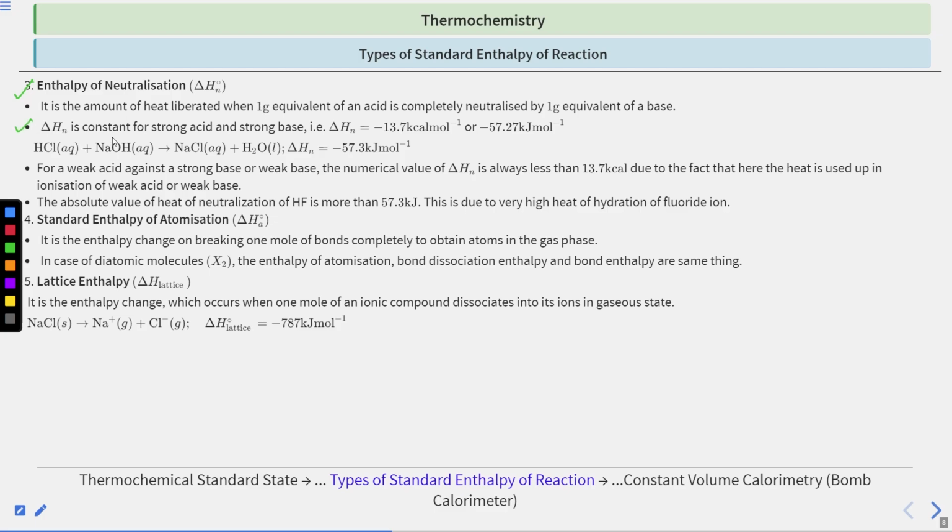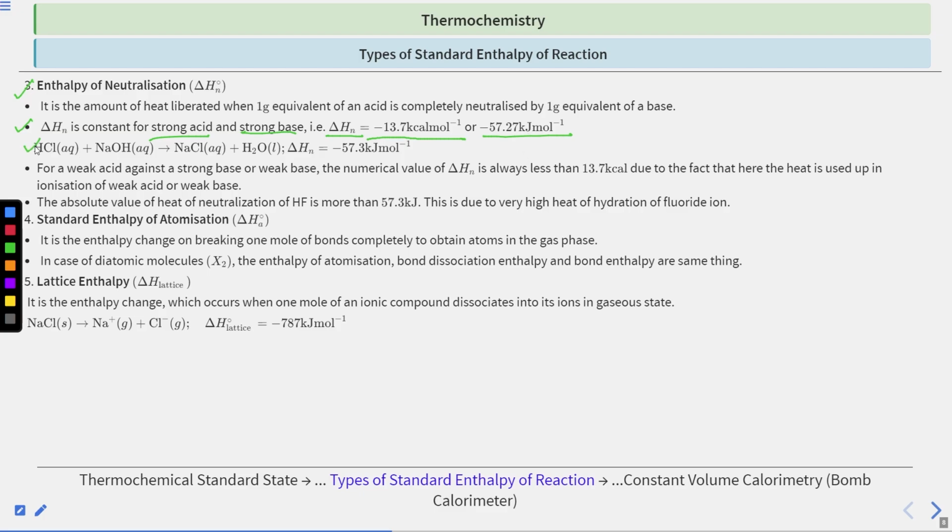Delta Hn is constant for strong acids and strong bases. That is, delta Hn will be minus 13.7 kilocalorie per mole or minus 57.27 kilojoule per mole. So this is constant. Whether you use a strong acid or a strong base in a neutralization reaction, the enthalpy of neutralization will be constant. In kilocalorie, minus 13.7; in kilojoule, minus 57.27.